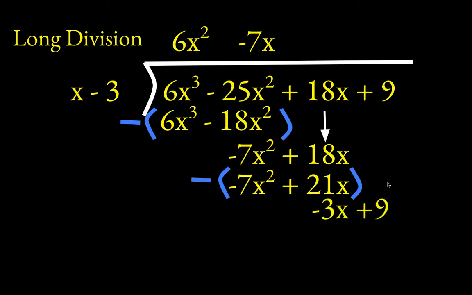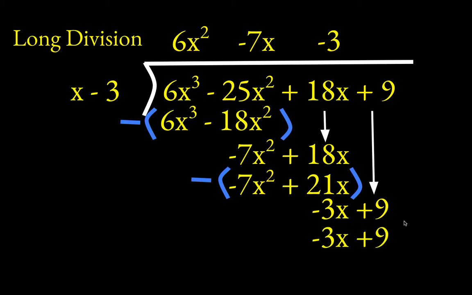And then you carry down this 9. And then you can see that you play the same game. We need to say, what do we multiply this leading term by to make negative 3x? Well, clearly that's just negative 3. And so if you multiply negative 3 times x, that will give you negative 3x. And negative 3 times negative 3 would give you positive 9.